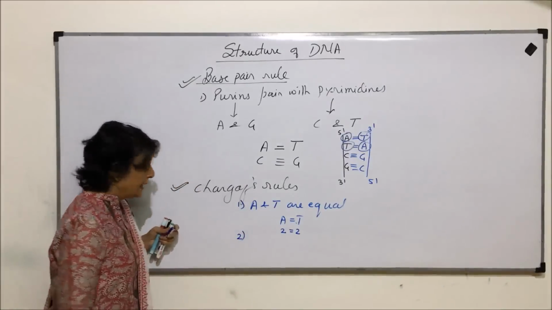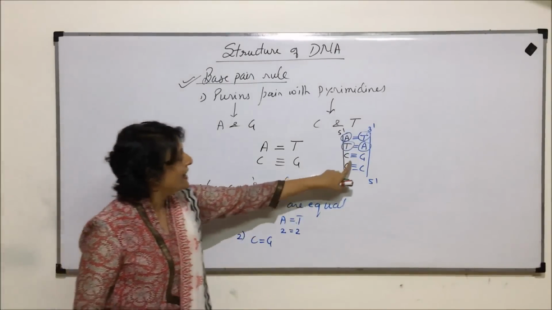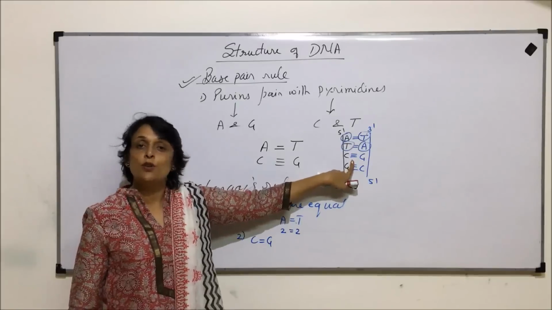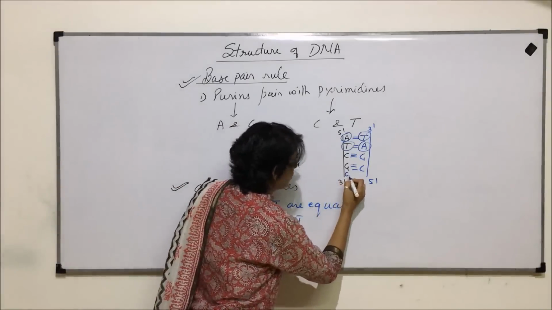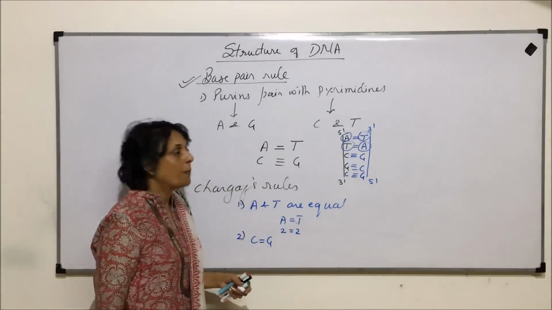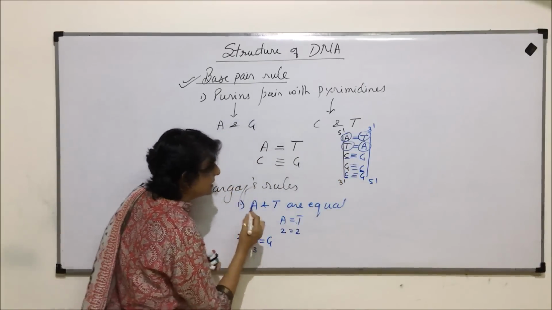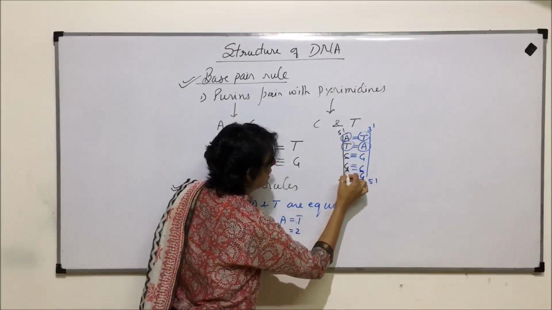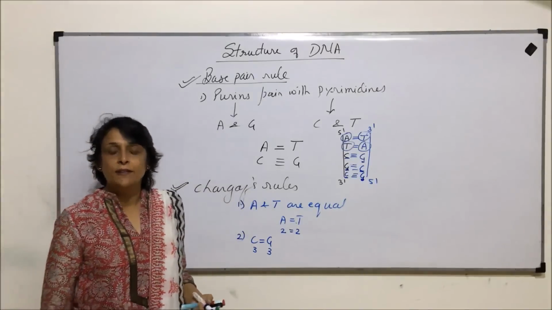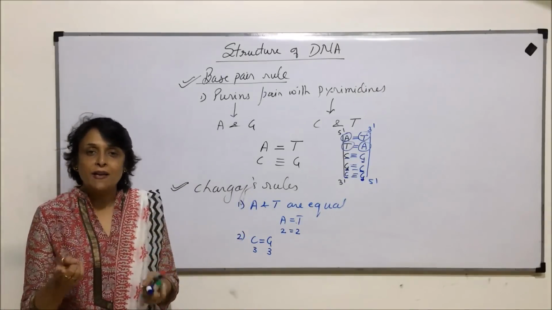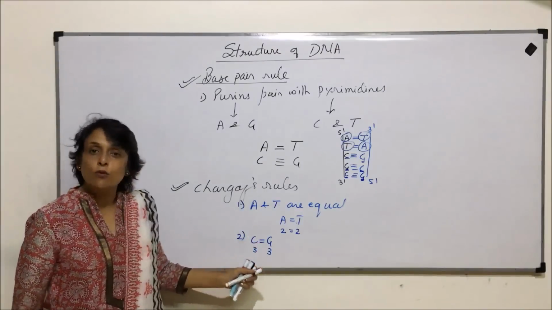Second point was C is equal to G. Now, here it is an equal to sign, whereas when they pair, the pairing is with the formation of three hydrogen bonds. Let us take the example here. Let us add one more. Say there is one more C and G it is going to pair with. So how many C's are there? 1 C, 2nd C, 3rd. So there are 3 C's. And how many G's would be there? 1 G, 2 and 3. So obviously, when purines pair with pyrimidines, the number of purines pairing with the pyrimidines is going to be the same. So A and T are going to be equal, C and G are going to be equal.